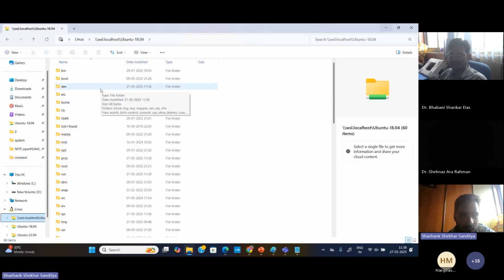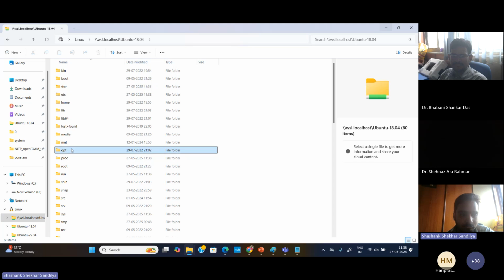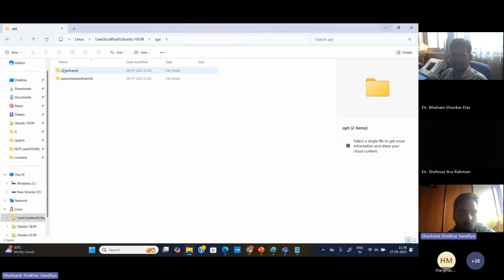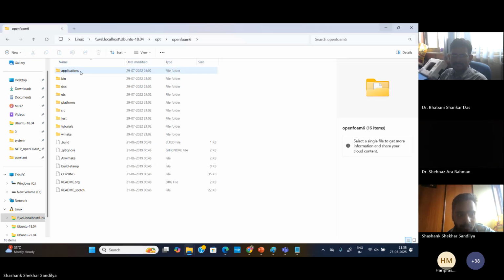There are lots of folders which are by default present there. We only want to go through this folder, OPT. In this folder, OpenFOAM is already there. 6 means the version is 6. And there is also ParaView. So in OpenFOAM, we go to the section of the tutorial folder.